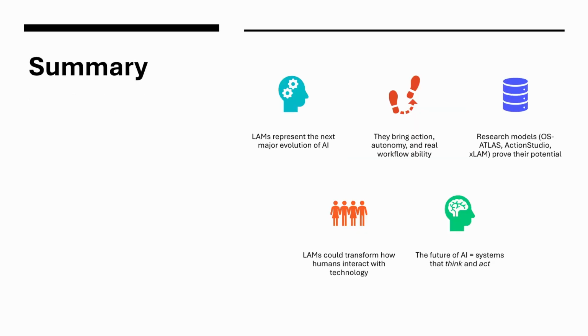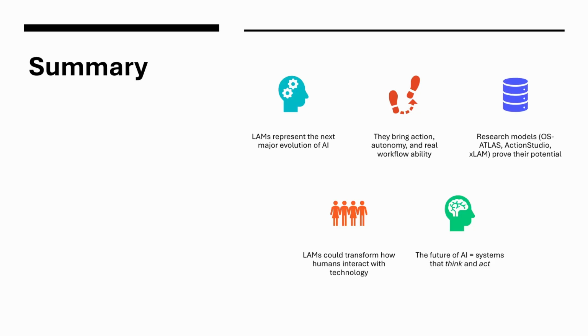All right, so to wrap it up, LAMs represent the next major evolution of AI. First, we had just your regular AI that could answer questions, kind of like a Google search, and then we got generative AI and different things like that. They bring action, autonomy, and real workflow ability. They will be able to do things that we tell it to do, and it will just be done.